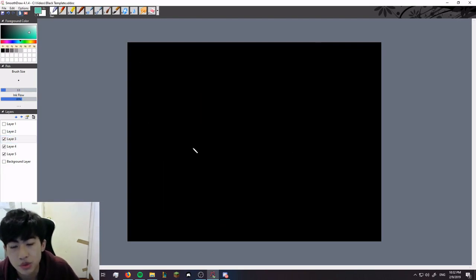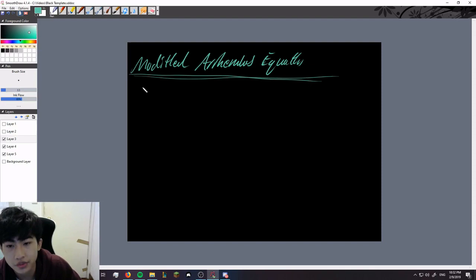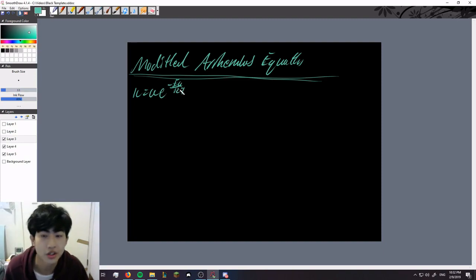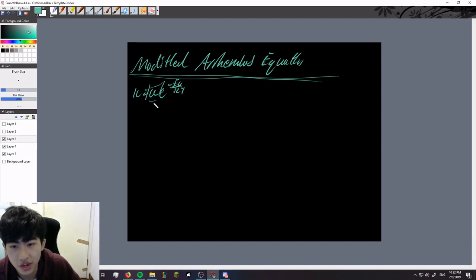Now we're going to go on to something else. Something that was formulated after the original publication of the Arrhenius equation. This is the modified Arrhenius equation. Now we know that our original Arrhenius equation is given as K equals A times e to the power negative EA over RT. Now our modified Arrhenius equation is useful because it's slightly more accurate, and the reason of this is because of here, our pre-exponential factor.